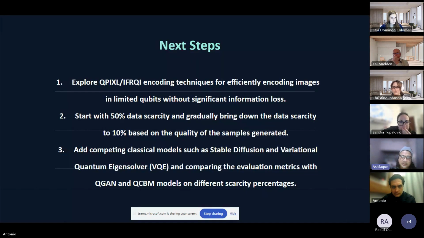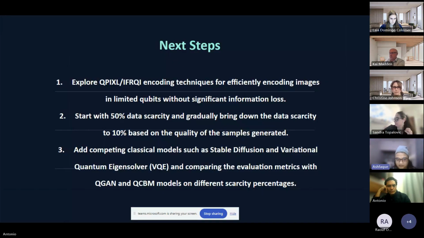Thank you. So there are a couple of approaches I was reading about in the last few days. One is QPixel, which I think probably supersedes even FRQI, or even improved FRQI, as per the paper that Dr. Leah shared. We'll be working on using that to encode the images efficiently using qubits.